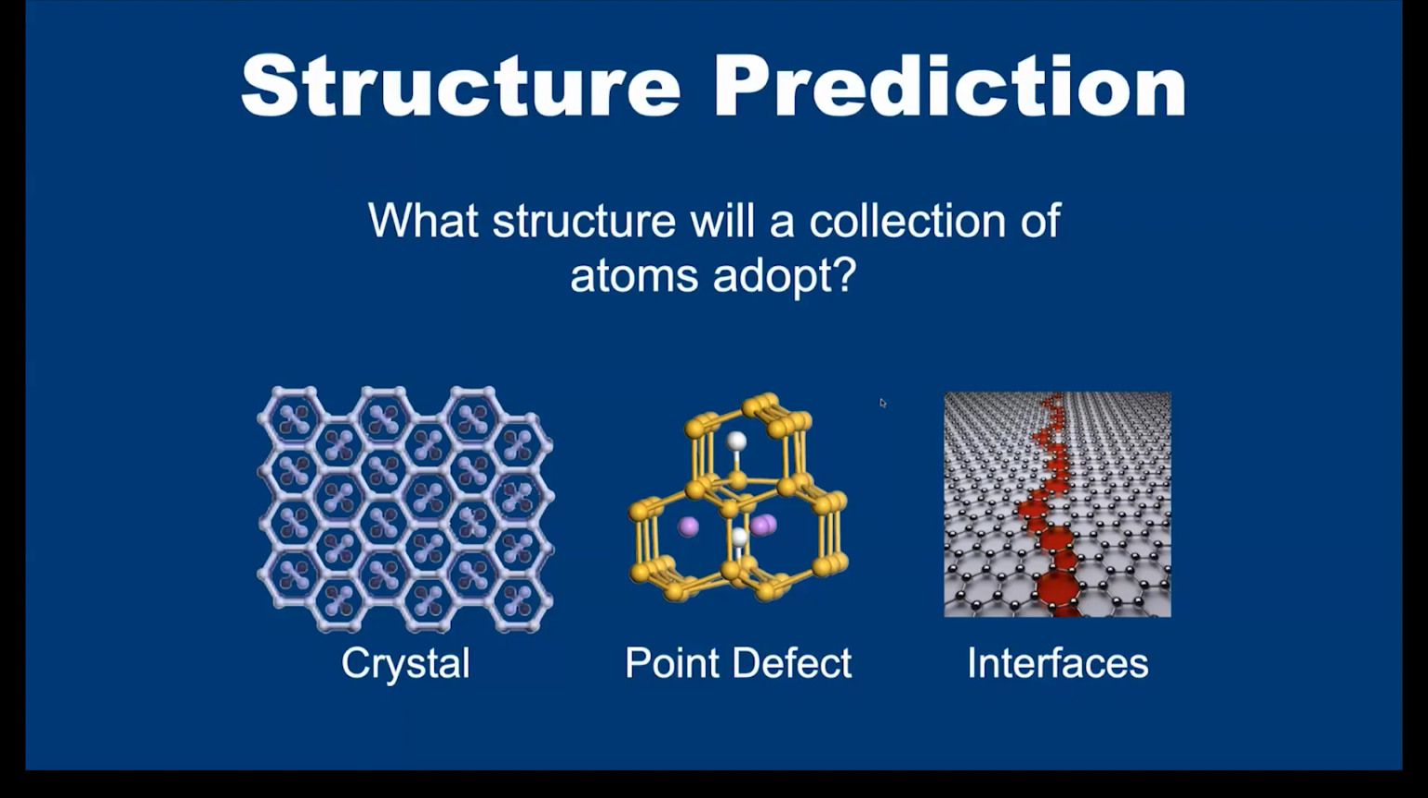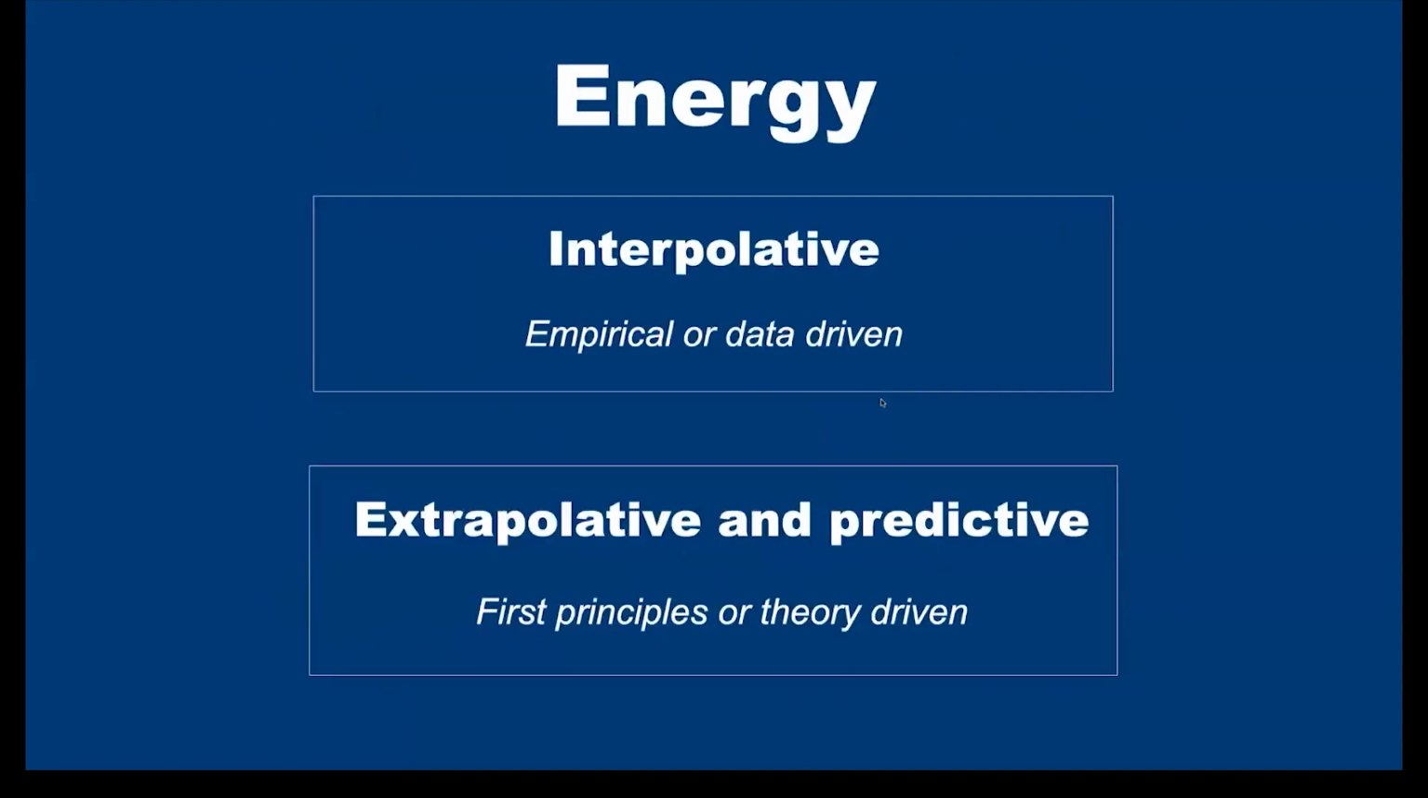So essentially stochastically sampling the configurations. So this slide here, structure prediction. We're answering the question, what structure will a collection of atoms adopt? Those structures might be crystals, and in fact they're often crystals in solid state physics, but they might be defect structures or defect complexes, or they might be interfaces or grain boundaries.